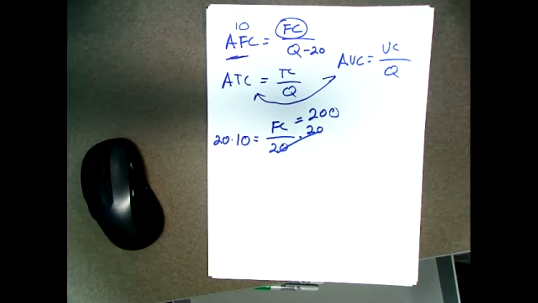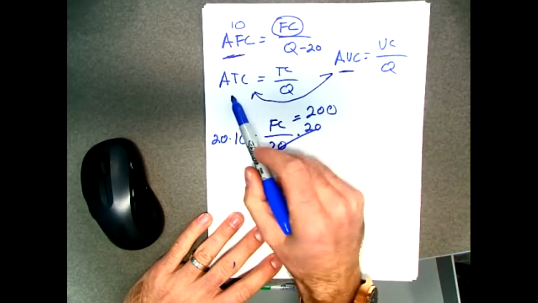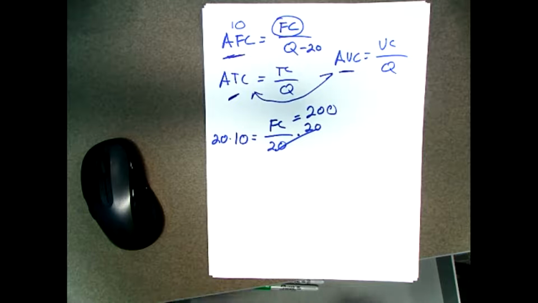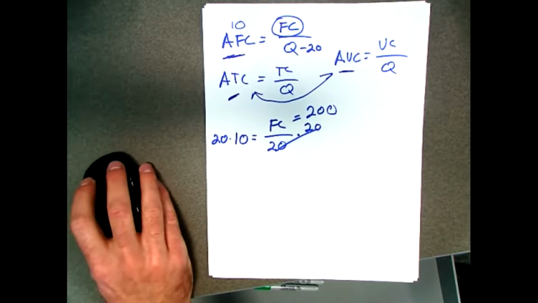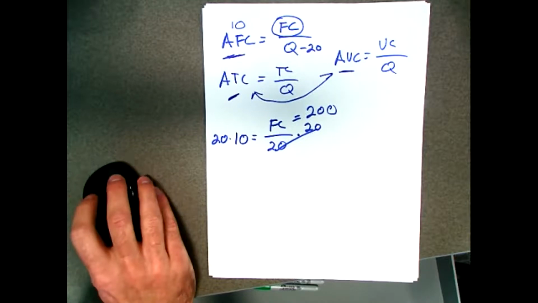When we're thinking about shutdown decisions, we always compare to average variable cost. When we think about profits, we're comparing to average total. Average fixed cost doesn't inform any of our decision making. Any questions on how to solve this one though? It shouldn't be too bad.